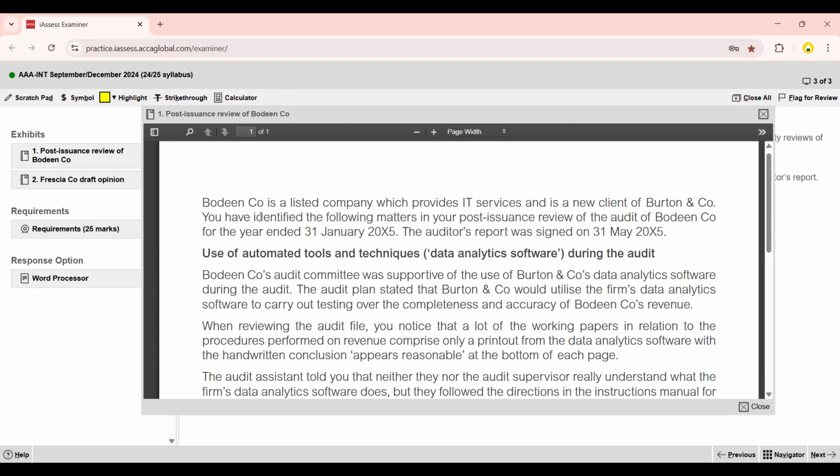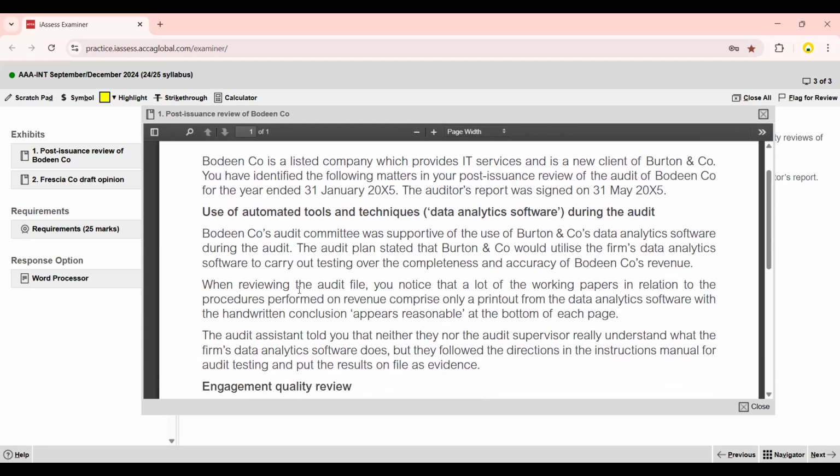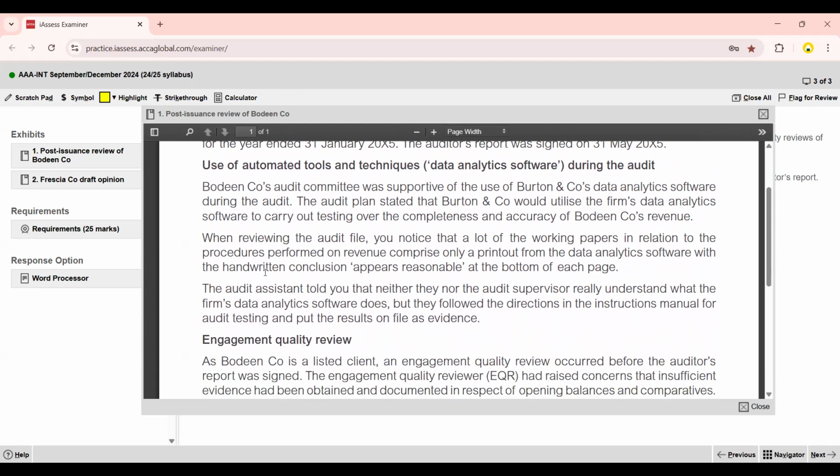Of Burton and Company, you have identified the following matters in your post-issuance review of the audit of B Company for the year ended 31st Jan 2005. The auditor's report was signed on 31st May 2005. Use of automated tools and techniques, data analytics software during the audit. Please guys be attentive. This can be a little tricky for you. B Company's audit committee was supportive of the use of Burton and Company's data analytics software during the audit.